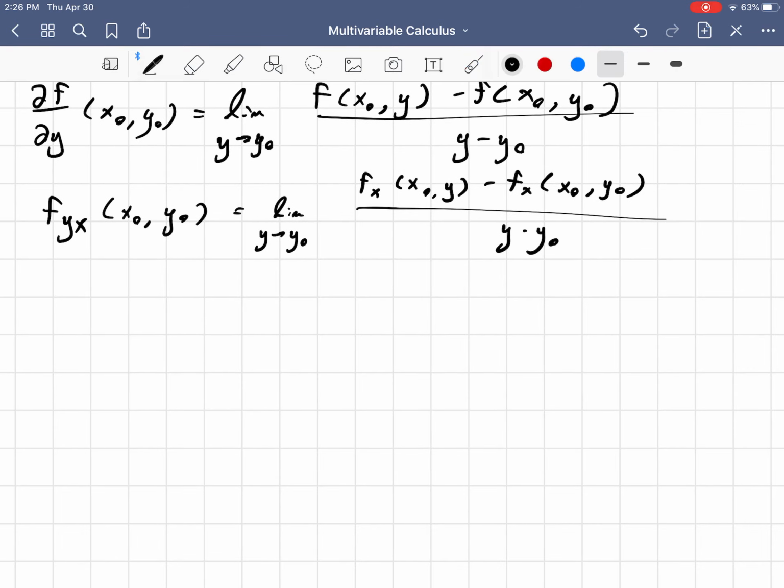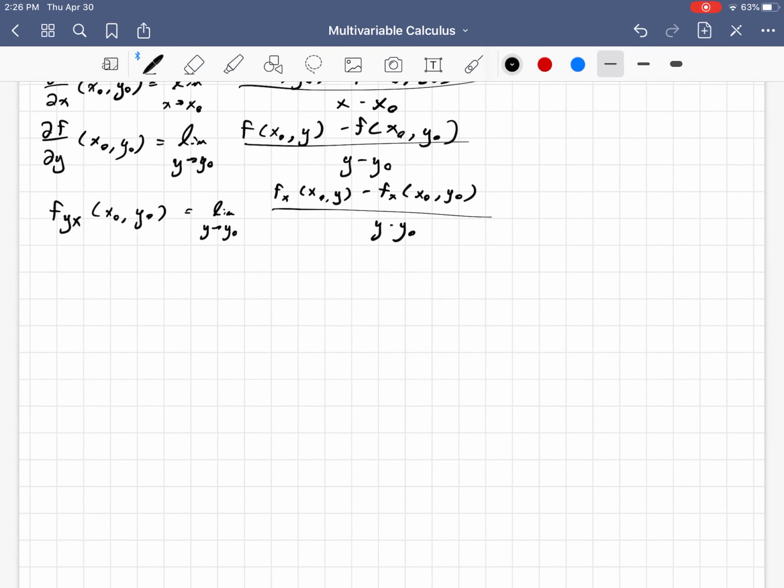Okay, so now we're going to expand this out, because each of these has its own limit definition as well. So this is the limit. Here's where it's going to get a little messy. It's the limit as y approaches y naught of, now I'm going to put this in its limit form, the limit as x approaches x naught of f of x comma y minus f of x naught comma y over x minus x naught.